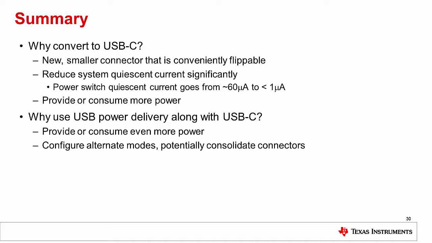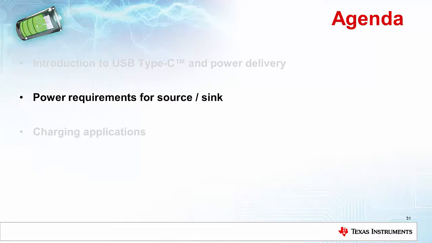The other thing with Type C is that you can provide or consume more power. And then on the power delivery side, you can provide or consume even more power, first of all, by increasing voltage and current. But also you can configure those alternate modes we discussed. And that has one great potential effect, which is to consolidate connectors on an electronic device, which can really help with the form factor that everyone strives for these days. So those are some good things to think about as you look at converting or just understanding what Type-C is. Alright, now let's move on and look at the power requirements for source and sink.